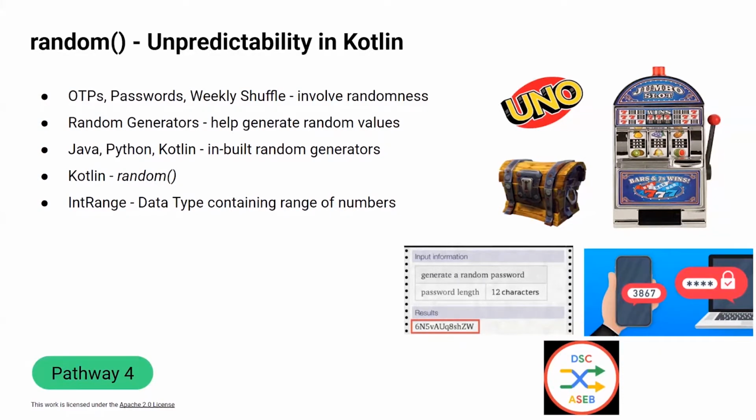As it turns out, a lot of programming languages like Java, Python, and Kotlin come with an inbuilt random generator, which helps you generate random values, either for a number or a string or anything you require, depending on the language. In the case of Kotlin, the function random is used for this purpose. It returns a random number and doesn't require any parameters or input. We'll see how it's used later on in the code lab.